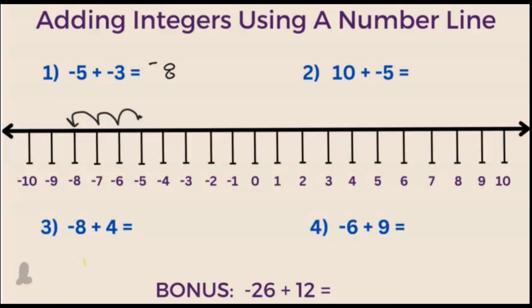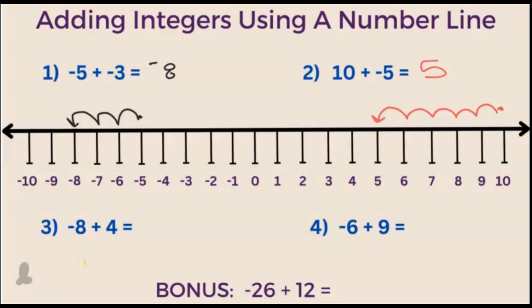To prove that out, let's start with 10. And we're going to add negative 5, which is going to go to the left. 1, 2, 3, 4, 5. 10 plus negative 5 is 5. And if you think about it, 10 minus 5 is 5. Same answer.